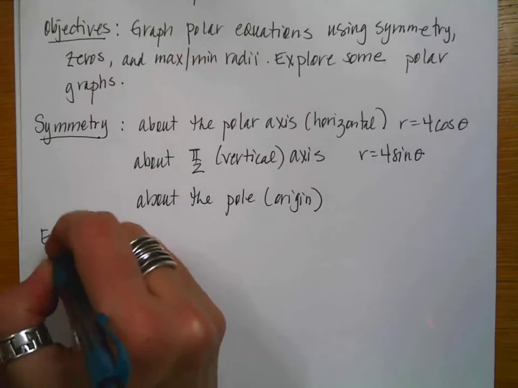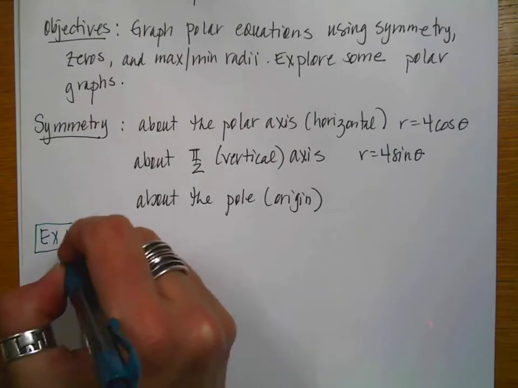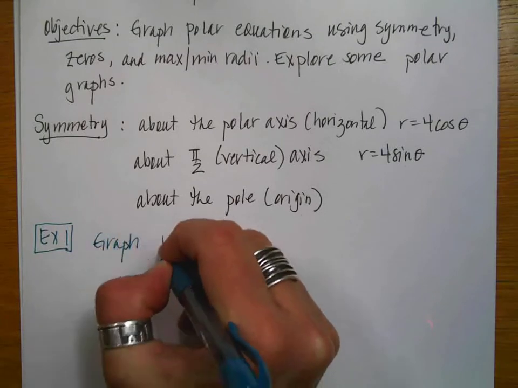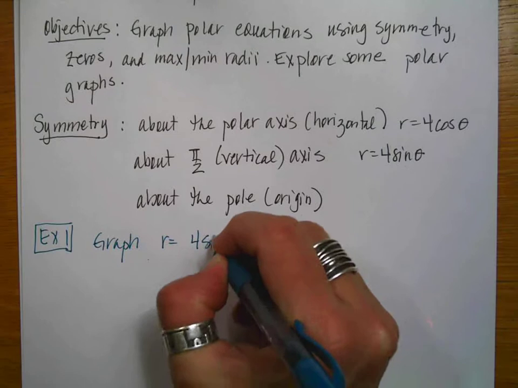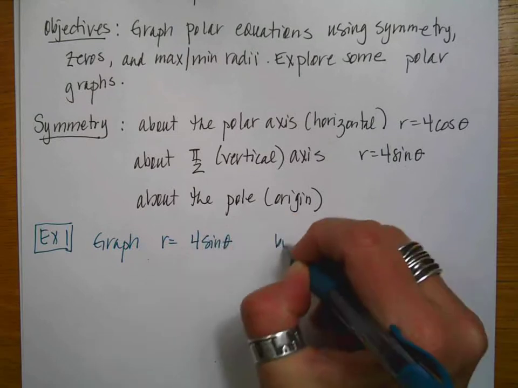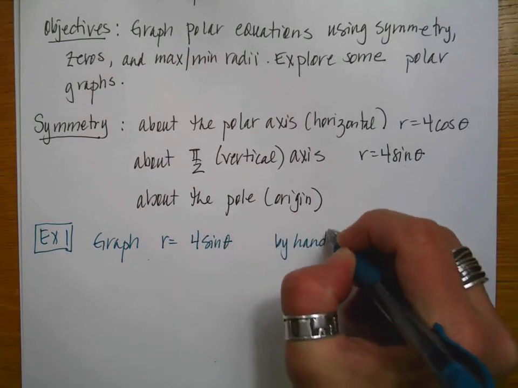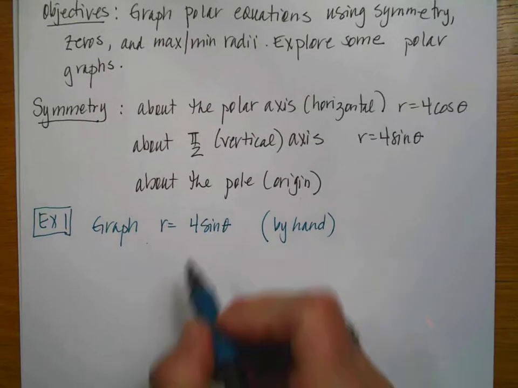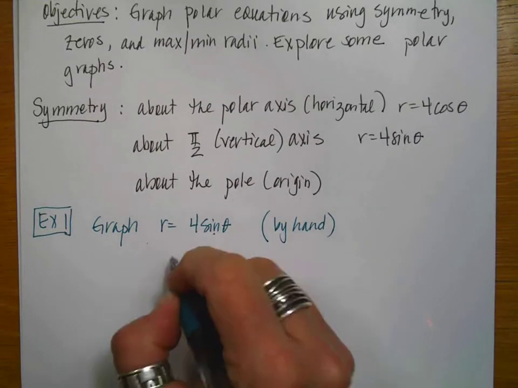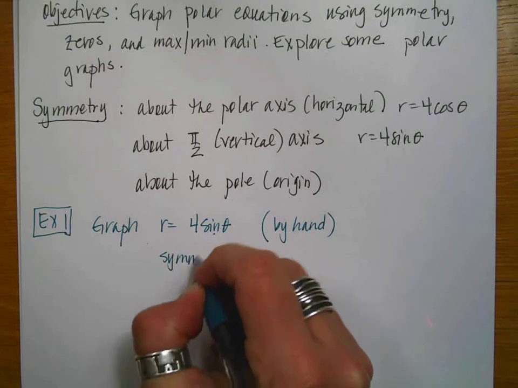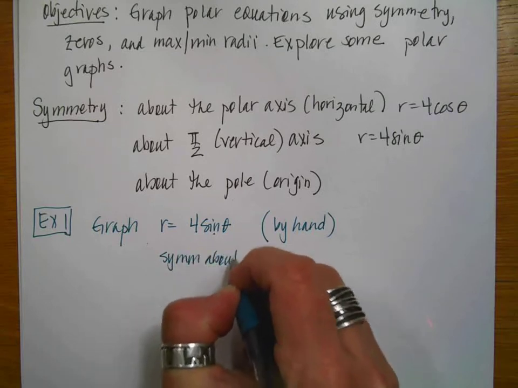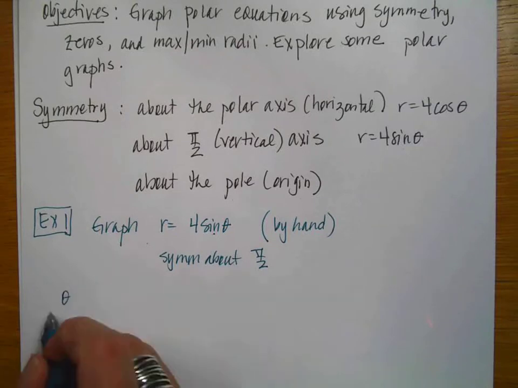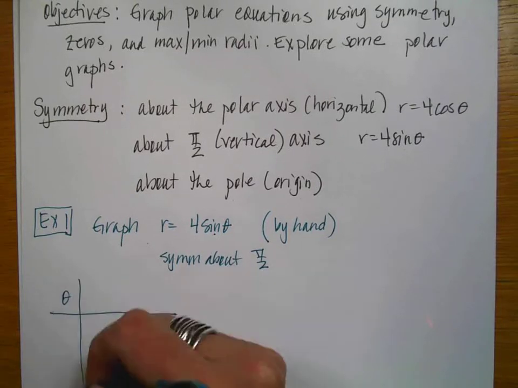We're going to be graphing our polar equations by hand. So I want to graph r is equal to 4 sine theta, and we're going to do it by hand. And then I'll show you, we'll put it in our calculators because we can. Because this is sine, I know that it's going to be symmetric about pi over 2. So then I'm going to make my table of values.